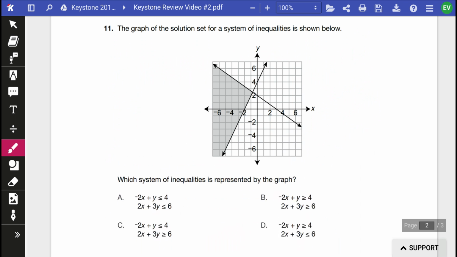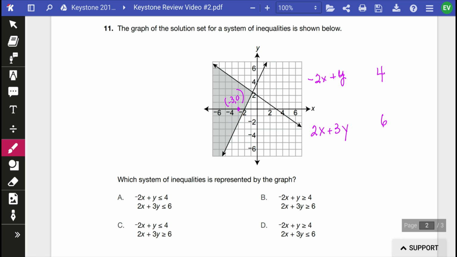Okay, so in order to do that, I'm just going to pick a point. Any point in the shaded region. The shaded region is the solution set. I'm just going to pick (-3, 0), because I like working with zeros because they're really easy to work with. So I need to evaluate -2x + y and compare it to 4. And I need to compare 2x + 3y to 6.